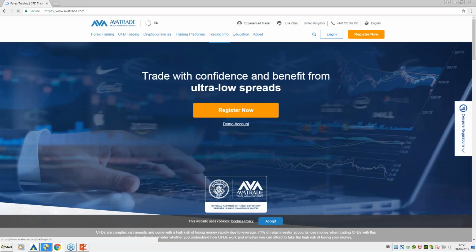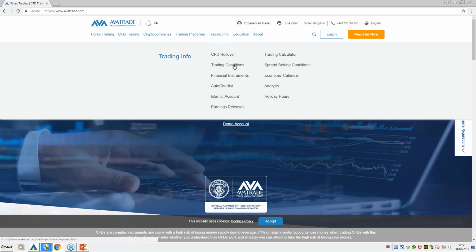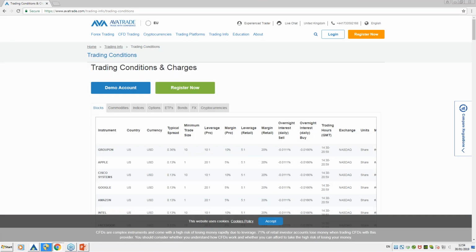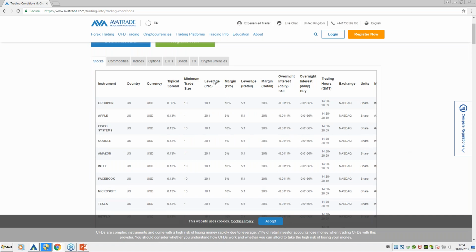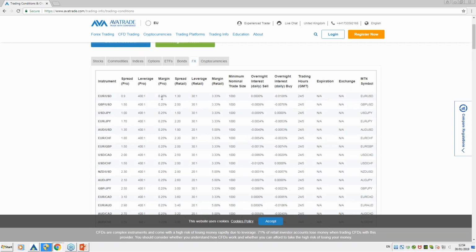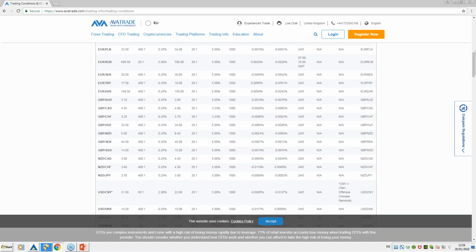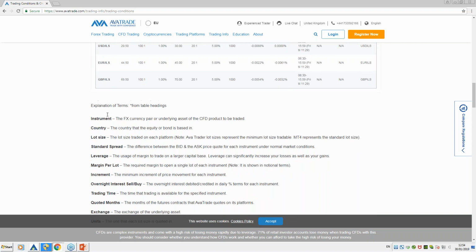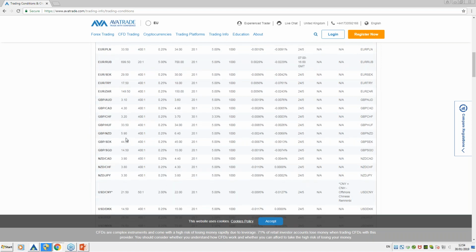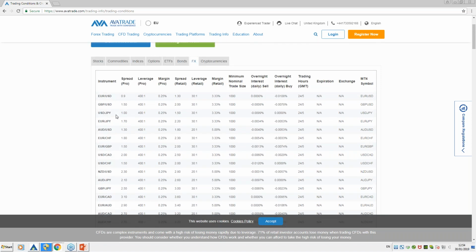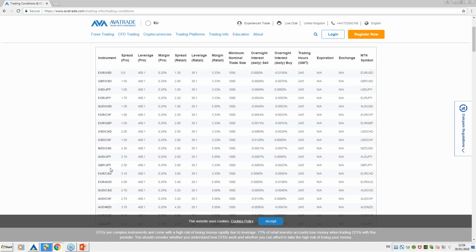Here's avatrade.com. If I go to trading info and trading conditions, okay, this is important. And traders that have been trading for a long time sometimes don't understand this part. When you look at leverage and margin requirement, those are directly connected, okay? Let's look at FX. Let's look at GBP, JPY. I'll find it eventually here. They're not in alphabetical order necessarily. GBP USD. Let's find it. Here it is. GBP JPY.